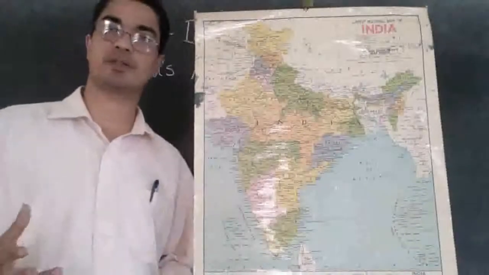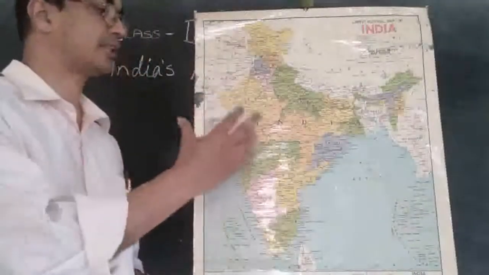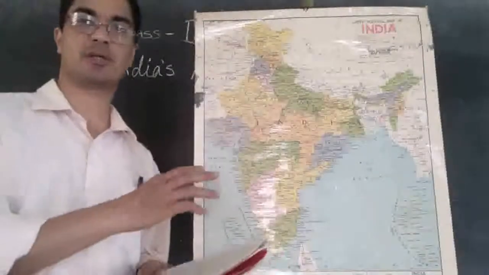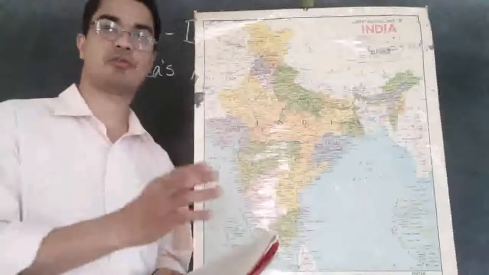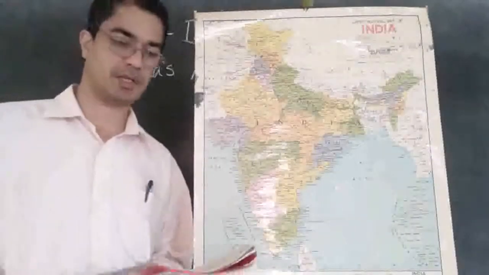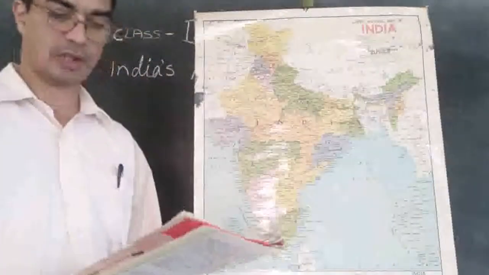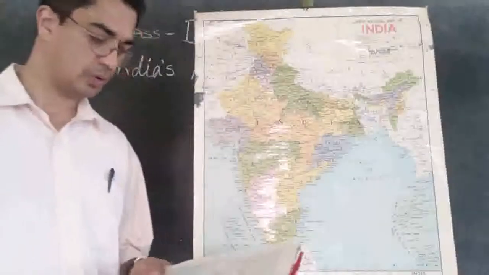After independence, Sardar Vallabhbhai Patel had a discussion with all these princely states, different rulers, and made them all come together and form one country. That is how we have the present day India. And now let's come back to our neighboring states again.